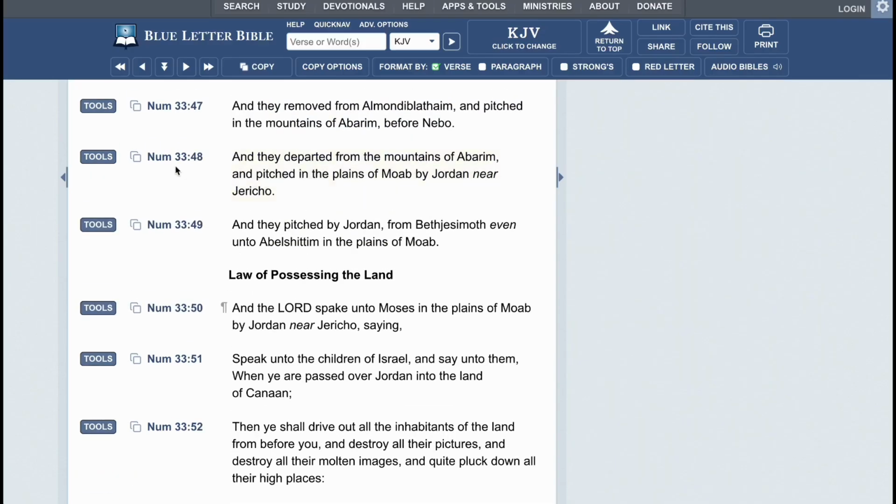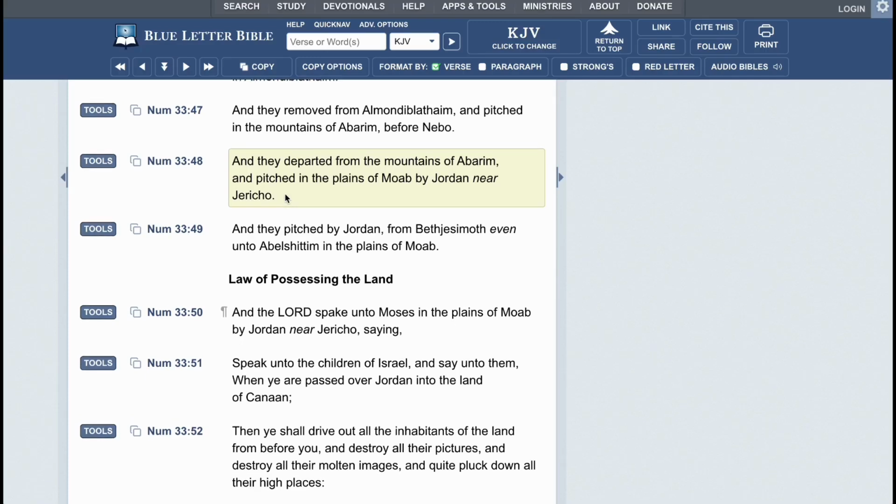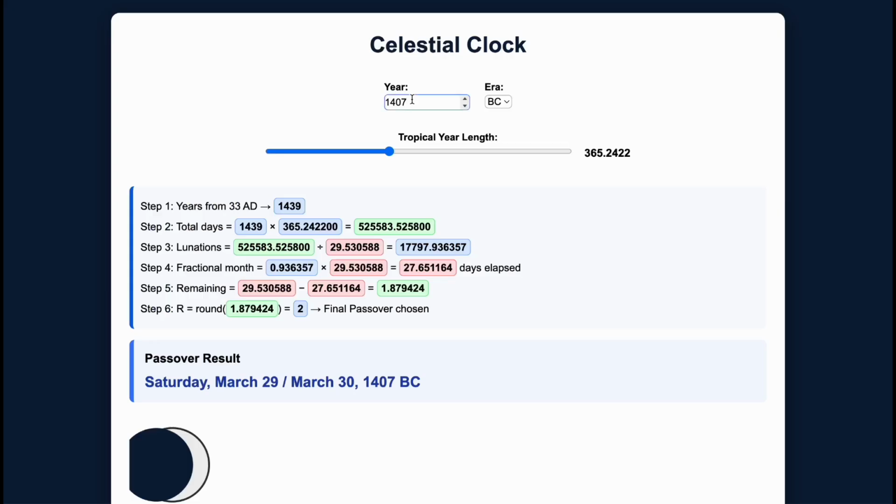Now we read in Numbers 33 verse 48, "And they departed from the mountains of Abarim and pitched in the plains of Moab by Jordan near Jericho." So we can see they're getting close to their last encampment before crossing over the Jordan River. And they pitched by Jordan, from Beth Jeshimoth even unto Abel Shittim in the plains of Moab. So this is their final encampment right here, Numbers 33:49. Keep that in mind. Just as a reminder, we're going to see if this fits.